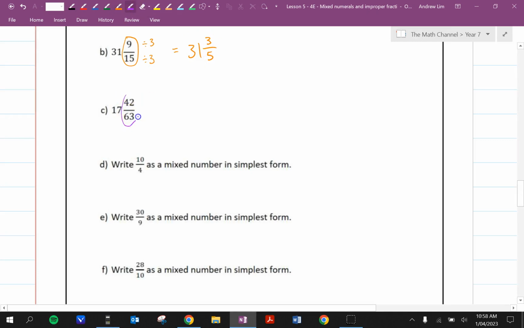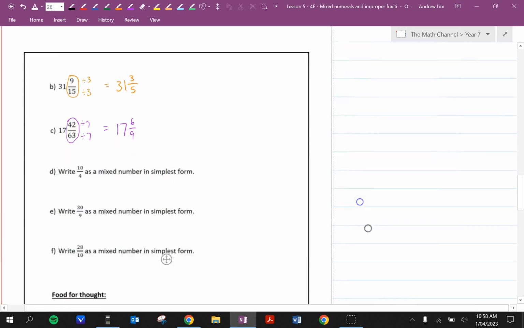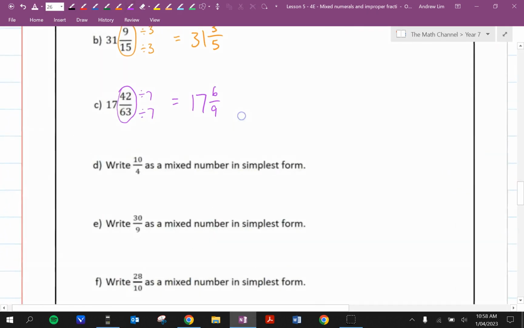Question C, looking at the fraction only. Both divisible by 7. So we're at 17, and 42 divided by 7 is 6. 63 divided by 7 is 9. Oh, I can keep going further. So 7 wasn't the highest common factor. Well, what can we divide both 6 and 9 by? 3.